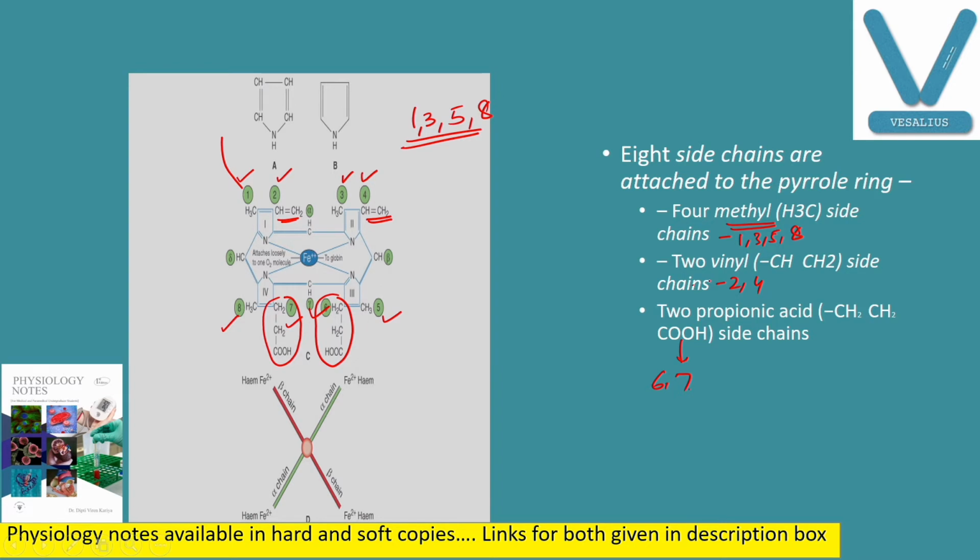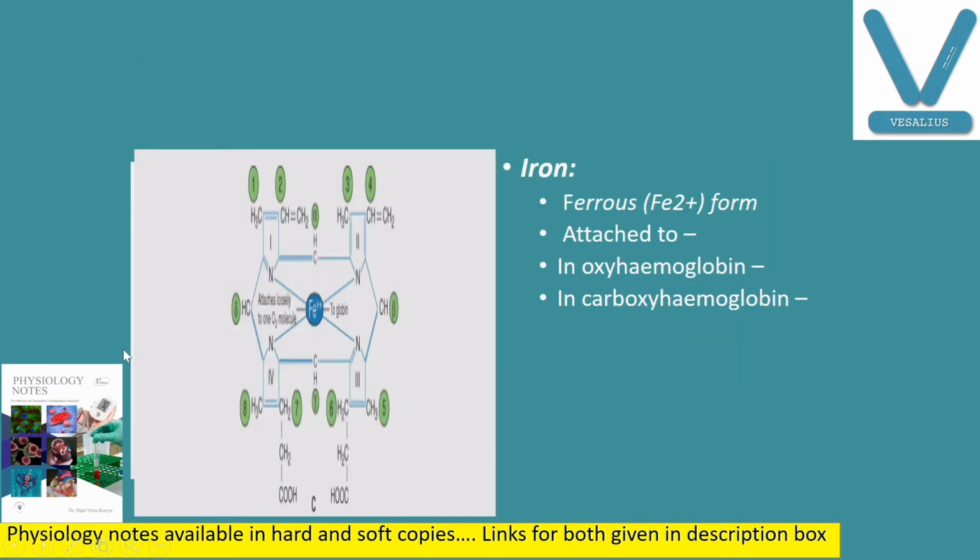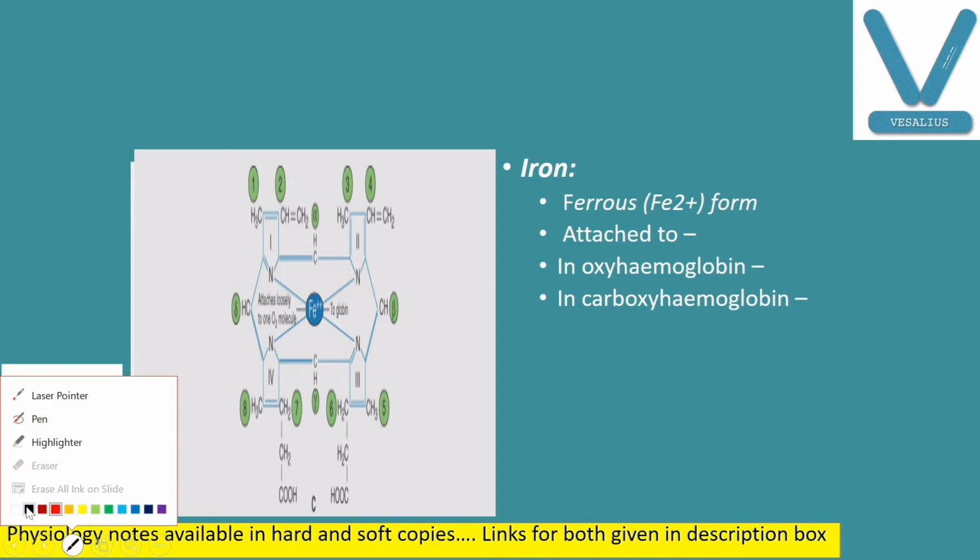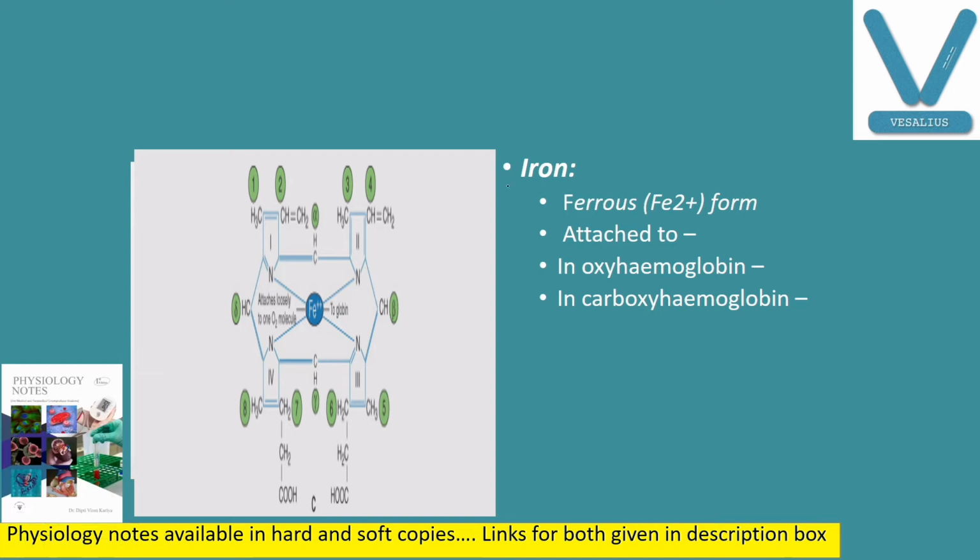Now iron. Iron is found in the ferrous form, as I told you, the Fe+2 form. You can see the iron is attached to the nitrogen terminal of each pyrrole ring. On the Fe+2, a bond is available for loose union with oxygen. When this binds with oxygen, the hemoglobin is known as oxyhemoglobin, and when it binds with carbon dioxide, that is carboxyhemoglobin.